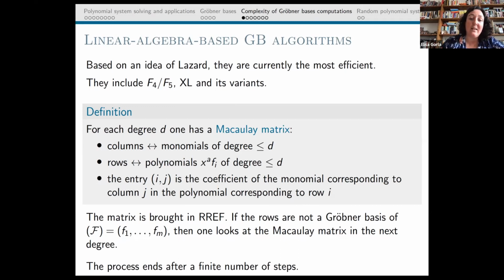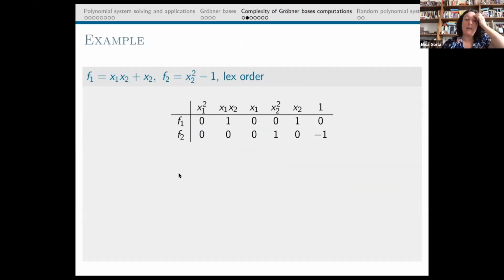In the next slide, I will make an example of this. Let's say that these are my polynomials. The example is very small and very easy to solve, but it's just to give an idea. So I want to solve these two polynomials and the order is lex. I start in degree 2 because the equations are in degree 2, so that's the reasonable place to start. Now I put all the monomials of degree up to 2 in the columns, and in the rows will be my polynomials.